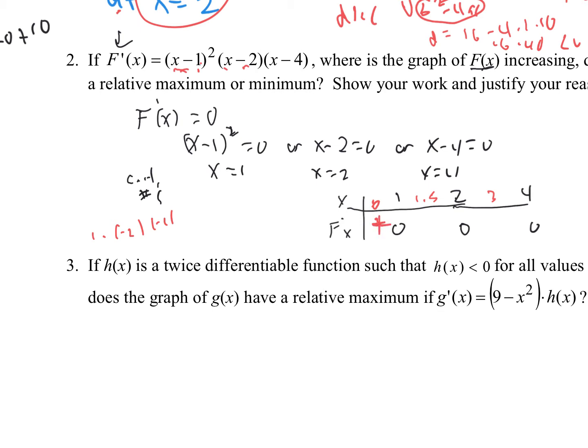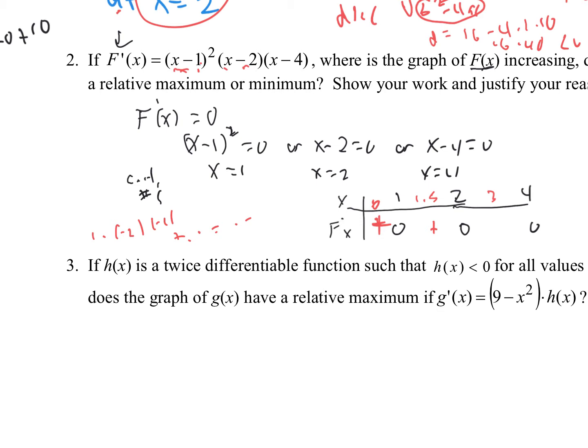If I plug in the 1.5, let's see what happens with 1.5. Well, 1.5 minus 1 is still a 0.5, and you square it, it's still a positive, right? Then I have a 1.5 minus 2. Unfortunately, that's negative. So I have that times a negative. Then I have a 1.5 minus 4. That's also times a negative. But a positive times a negative times a negative is still positive. So I'm not trying to work too hard if I can help it. Oh, I missed something too. I'll get to it in a minute.